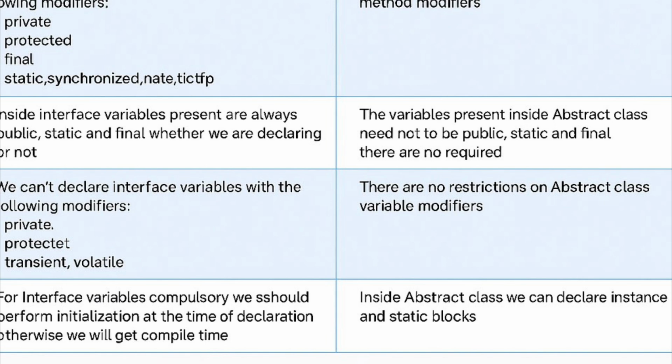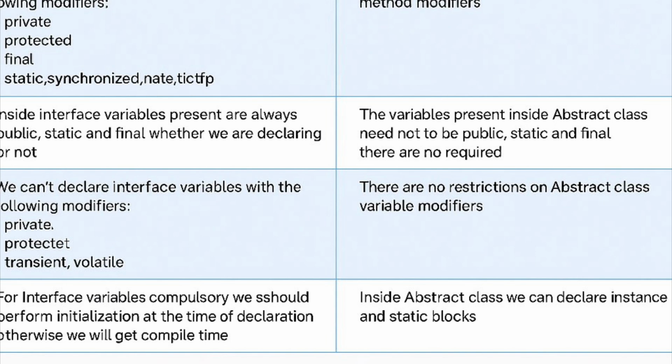The last point is initialization of variable. This is point 6, not last. With an interface, you must initialize variables at the time of declaration or else you will get a compile time error. That's because the variables are static and final, they can't change. In an abstract class, initialization is not required at the time of declaration. You can leave it and initialize it later, maybe inside a constructor.